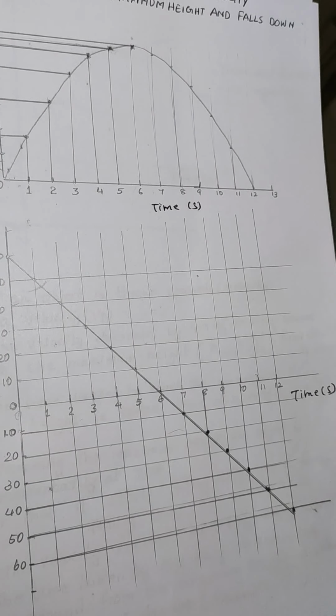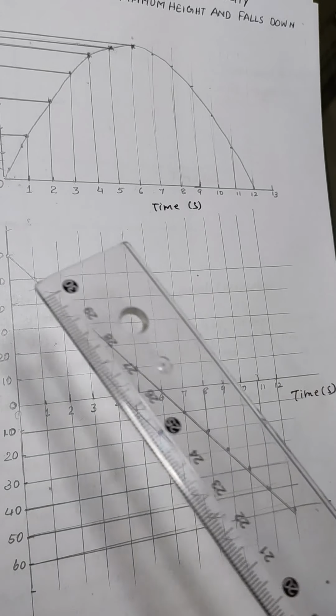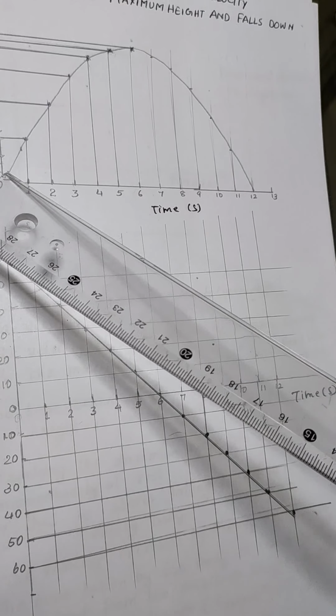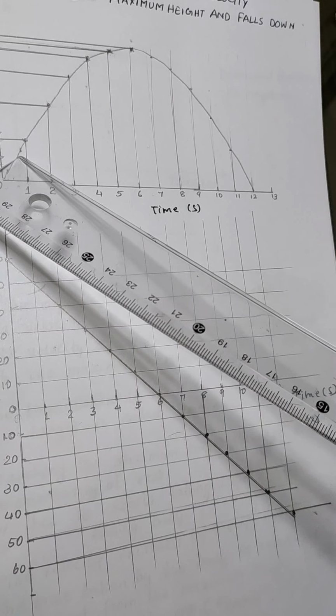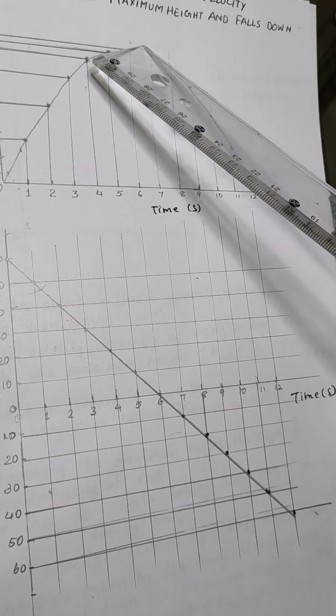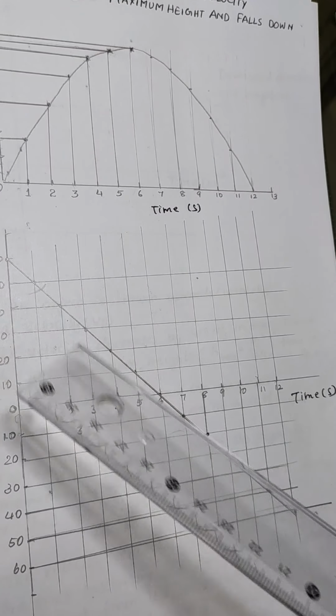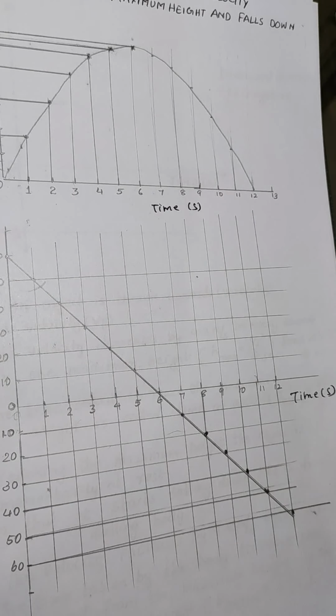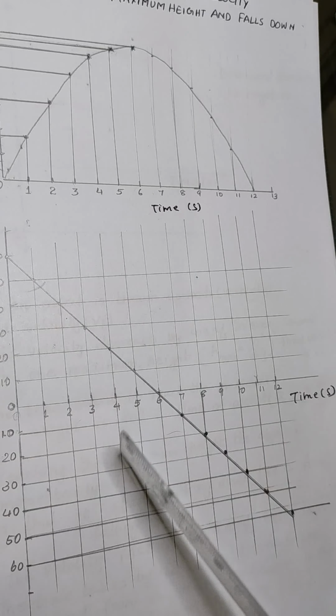Okay, so here we can see that in the displacement-time graph, the displacement is increasing, and then the direction is changing because the object is going up, reaching the maximum height, and it falls down.